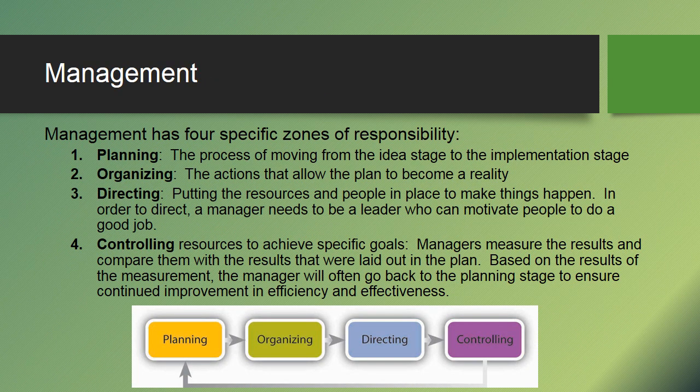Management has four specific zones of responsibility. Number one, planning. This is the process of moving from the idea stage to the implementation stage. So you have an idea about a new product that will revolutionize the way people use their cell phones. That idea is a wonderful thing, but until you can actually monetize it, or put it into some sort of sales model, it doesn't matter. So you always start with the plan first.